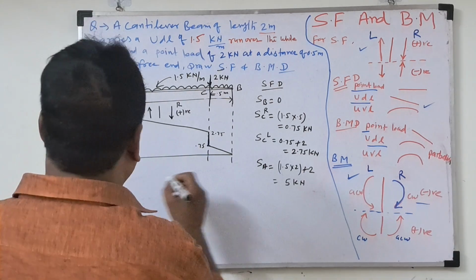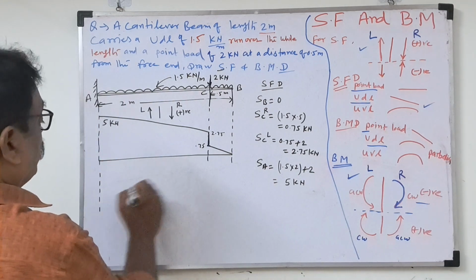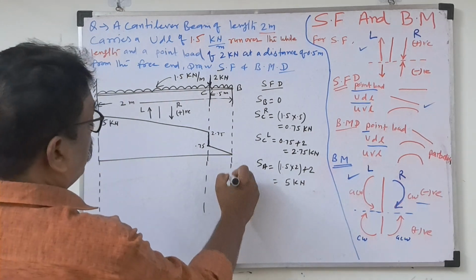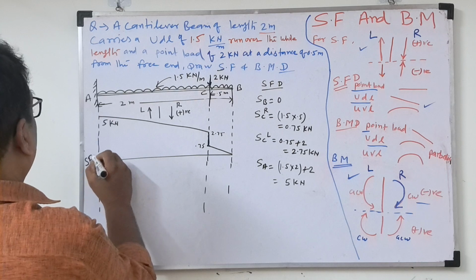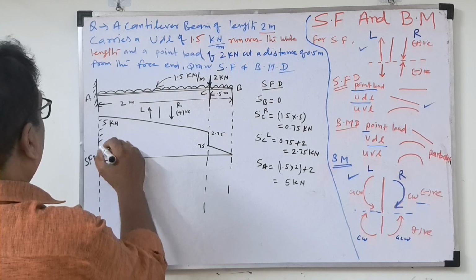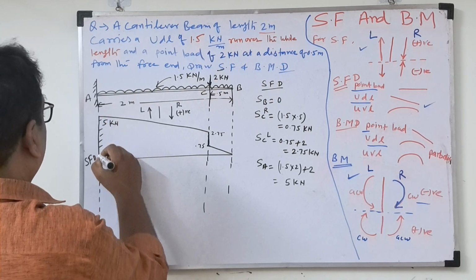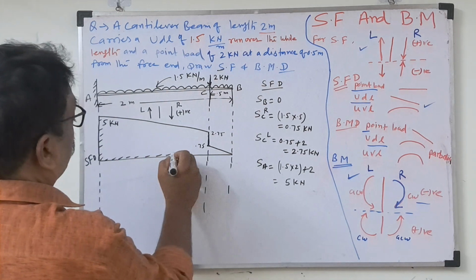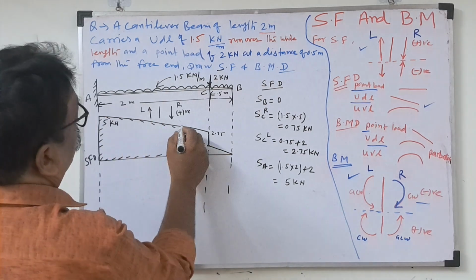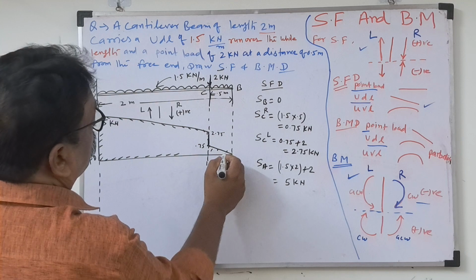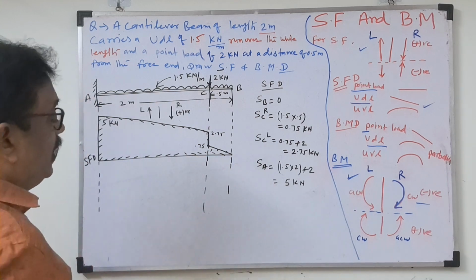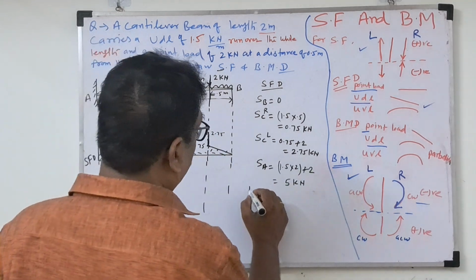Now we'll calculate the bending moment diagram. Calculations first, then we'll draw the diagram. You write here shear force diagram. So you make this line a solid line and draw the H part. So this is the shear force diagram. Okay, now we'll do the bending moment diagram calculations.